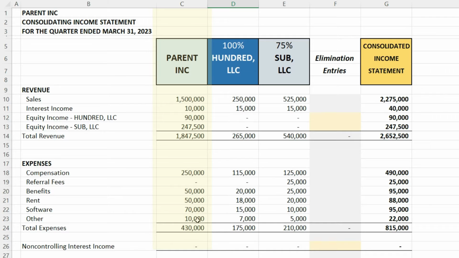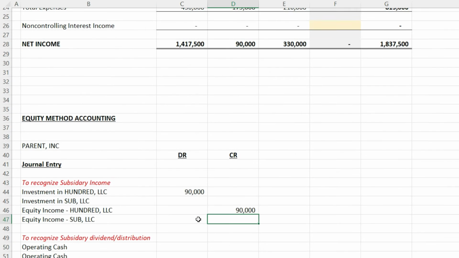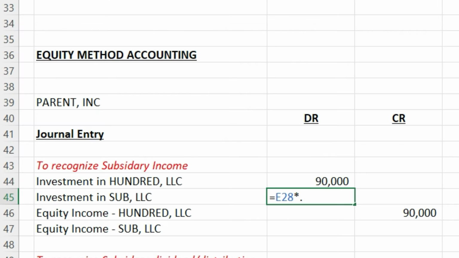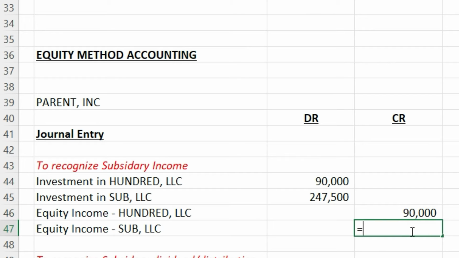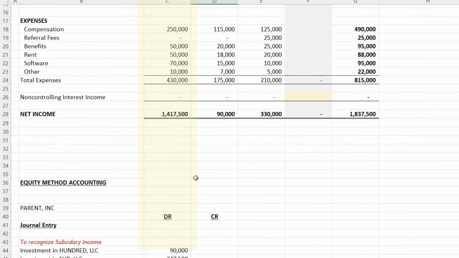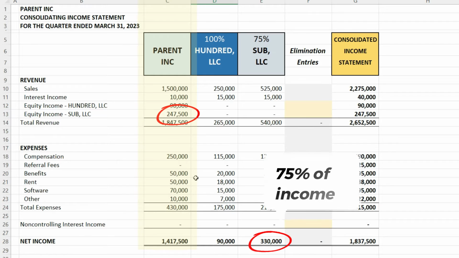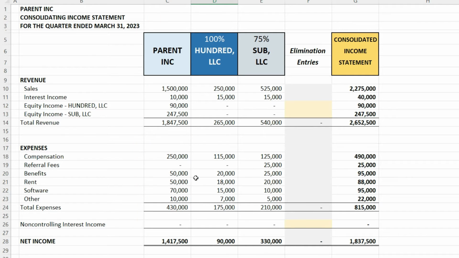Exact same concept with Sub LLC, except we don't own 100%. You're only going to recognize 75% of the net income. So I'm going to take the 330 times 75%. That gets me $247,500. That's going to be a debit to my investment in Sub, and then a credit to Sub LLC equity income, and you'll see that on the parent's income statement as equity income from Sub LLC, $247,500. So Parent Incorporated, just from their legal entity standpoint, is recognizing the net income of the ownership related to the subsidiaries that they have a controlling or a financial interest in.